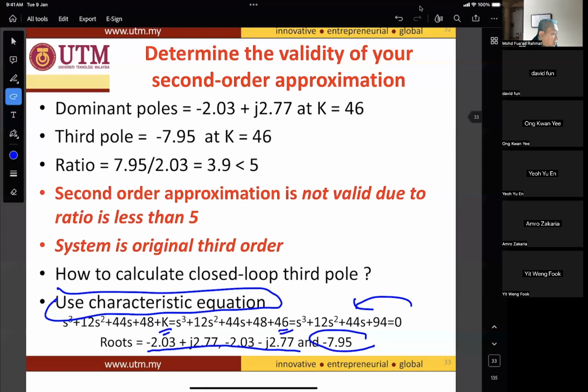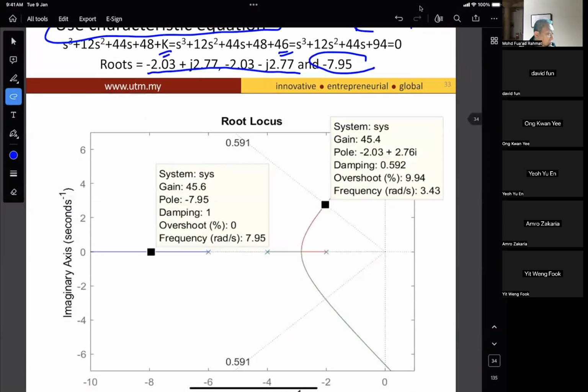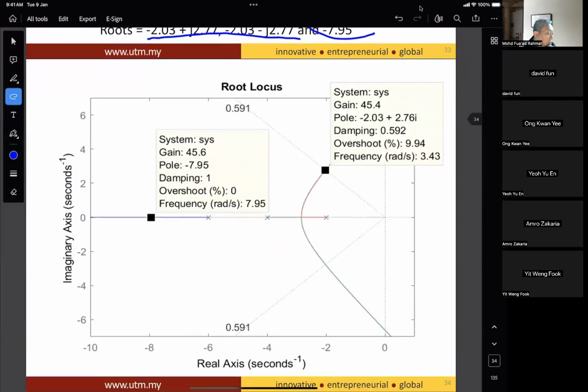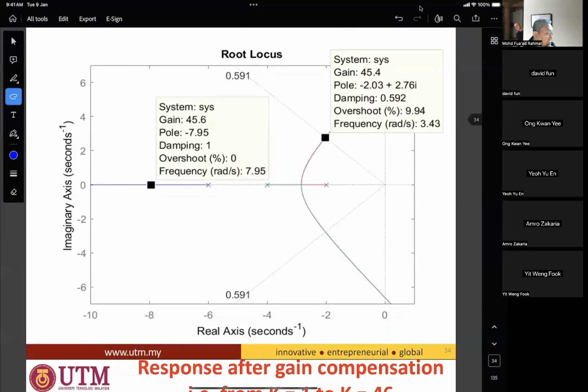So the ratio of the third pole divided by the real part magnitude of the dominant pole is 3.9, less than 5. So second order approximation is not valid due to the ratio being less than 5. So the system is original third order. So approximation for second order is not valid. So we continue this one.